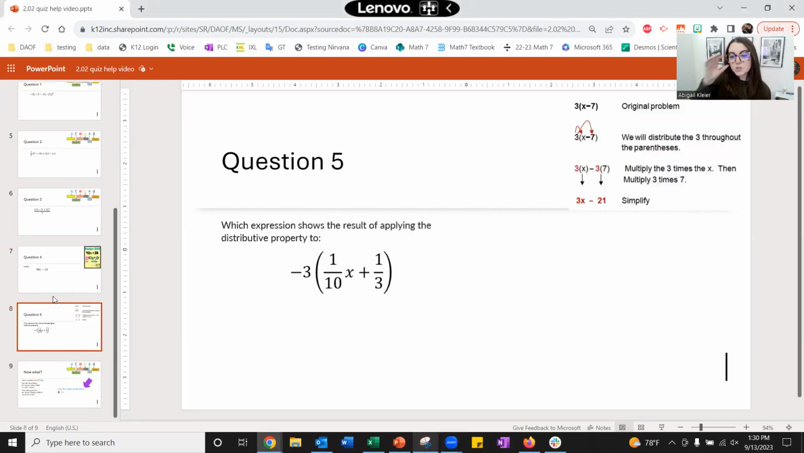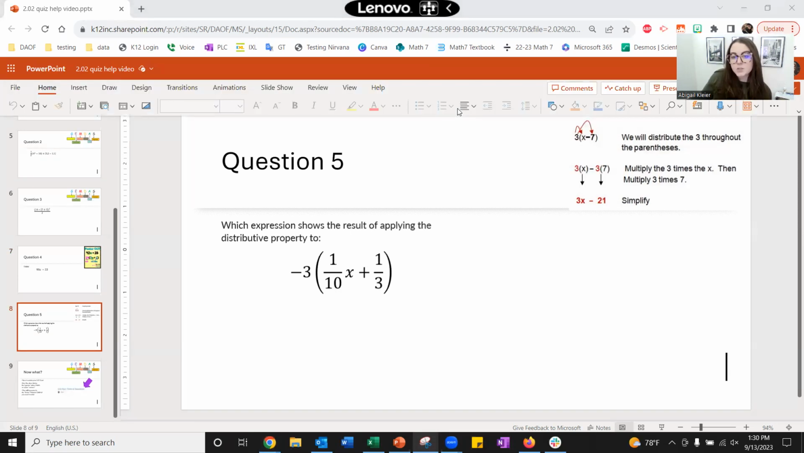Last question is question number 5. So distribution is the opposite of factoring. We're trying to reintegrate a number back into multiple terms. So in this situation, we've got -3 on the outside here. We're going to do the opposite. So with factoring, you're dividing out. With distribution, you're multiplying back in. So I'm going to multiply both of these terms by -3.